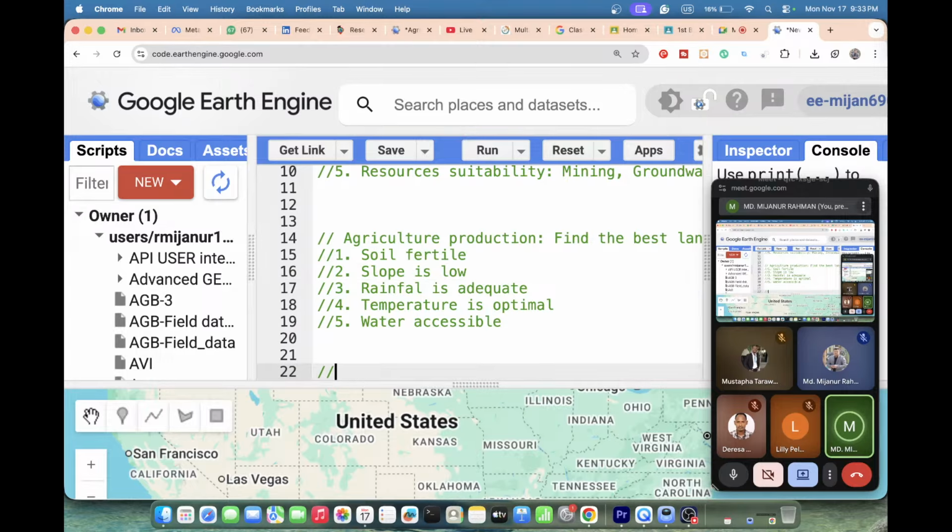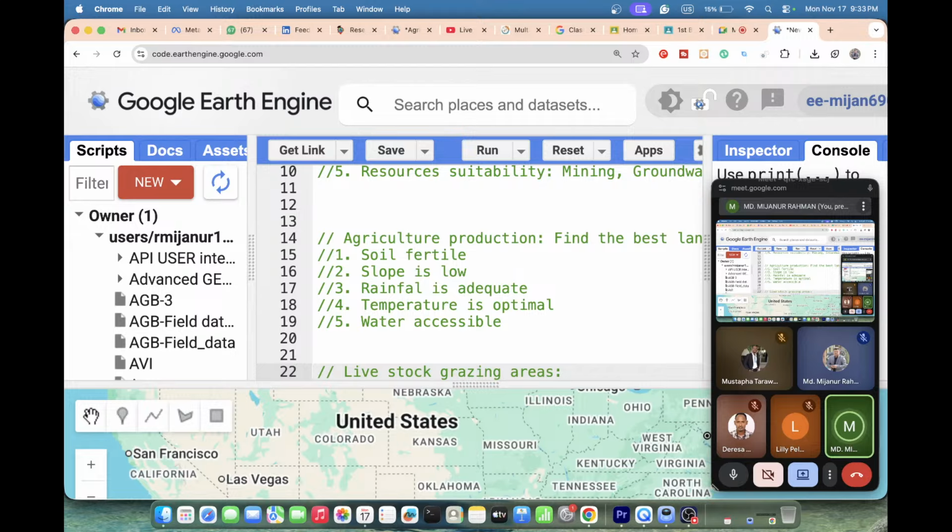Suppose now I want to identify another. Suppose I want to identify livestock grazing areas. So find the best land for livestock grazing.